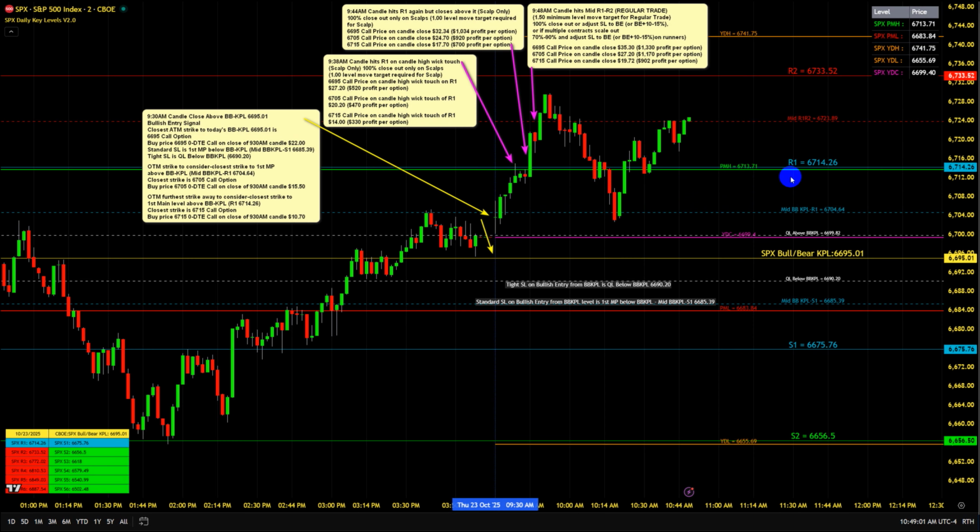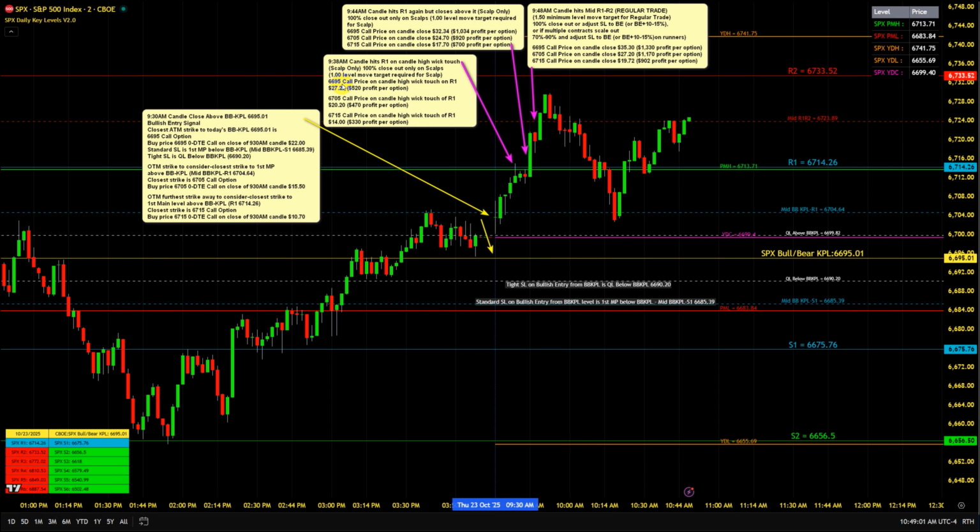So a one level move is going to be defined as the one level in the move as far as what particular type of trade you're doing. In this case, since this is a bullish trade, we're looking for one full level above. One full level above this bull bear KPL is the R1 level. So when it touches R1, then you're closing out your scalps.